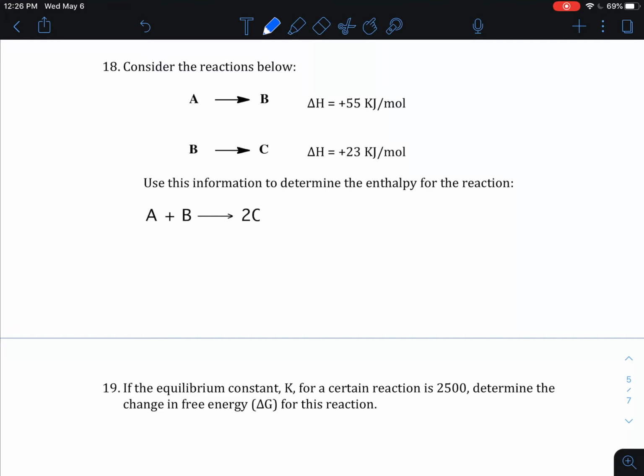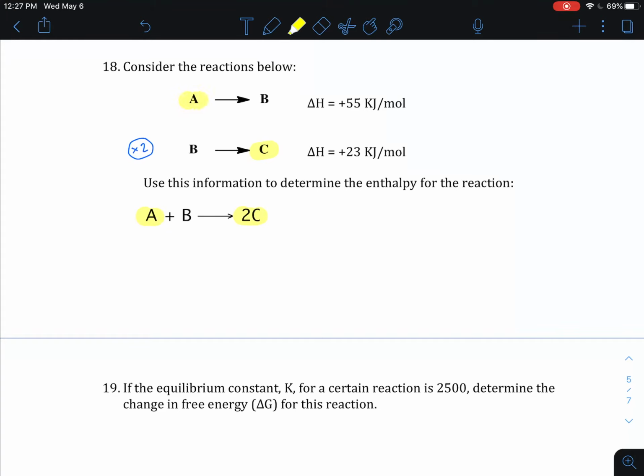So kind of a mini Hess's law type problem here. We're given two equations and we want to find a way to add those together to get the desired equation. The simplest thing to look at here is somehow I need 2C on the product side. The only source of C is here on the product side of the second reaction. So immediately I know I'm going to have to multiply that reaction through by 2.